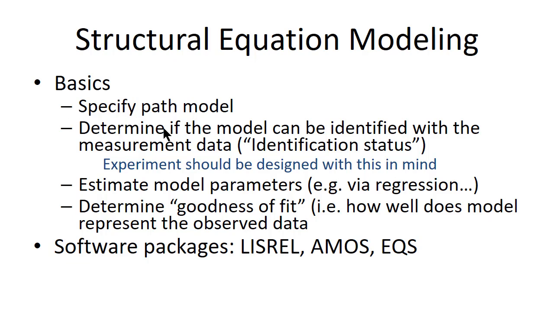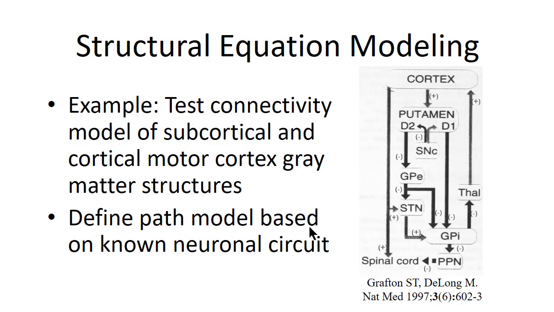The basic idea is that you specify a path model of observables that you have in your data. And it's very important that the model that you establish can actually be tested with the data that you have. This is called the identification status of the model. And then once you have that, you can use a covariance matrix between your observables, or in the case of resting state fMRI, a correlation matrix. You can estimate the model parameters via regression and determine a goodness of fit to your model. Now, there are a few software packages available to do this. The common ones are LISREL, AMOS, and EQS.